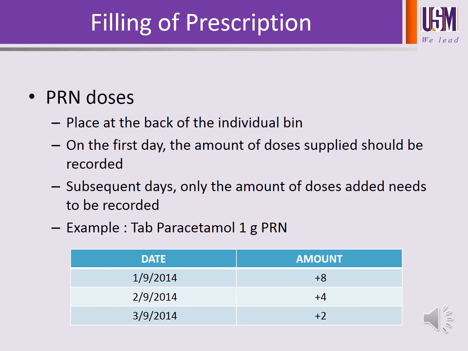So when the drug bin is sent to the pharmacy, we found there are only 4 tablets left. So we will add in another 4 tablets. That's why in the amount section, you should write plus 4.